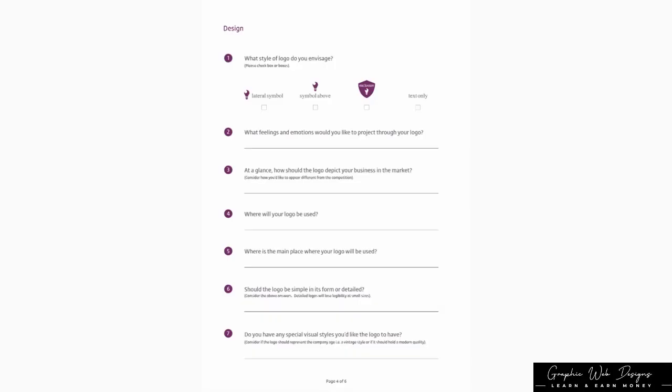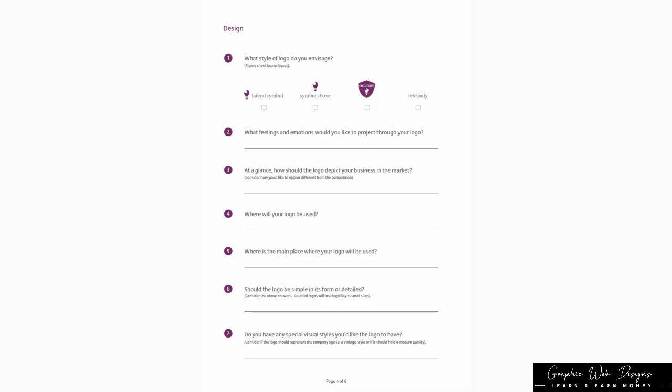Here we are in the design section of the comprehensive logo design questionnaire. Jumping into question 1, which reads, what style of logo do you envisage? The first option is text with a lateral symbol, or in other words, a symbol to the side. This could be at either side, left or right.